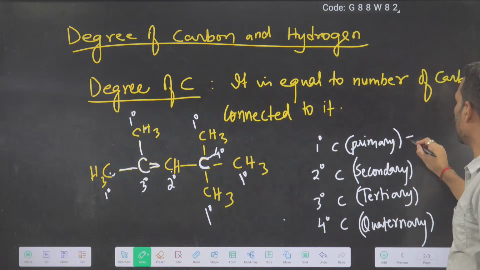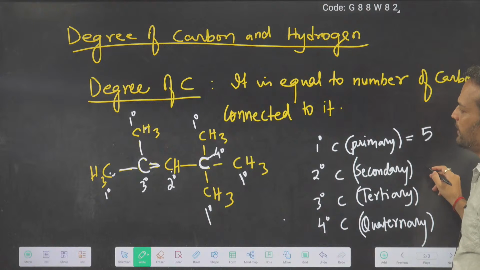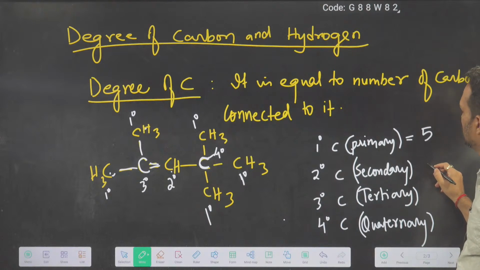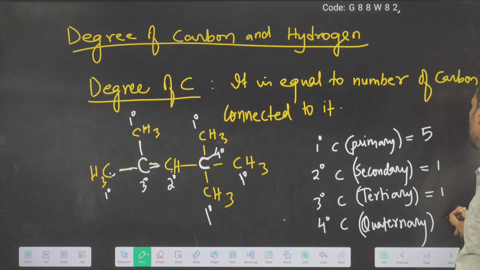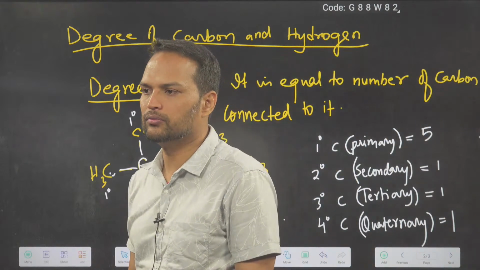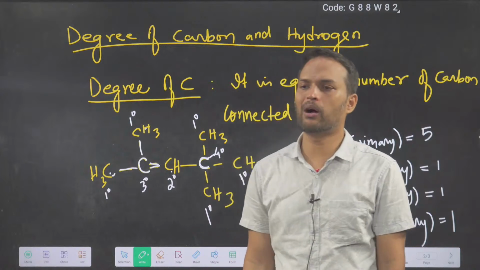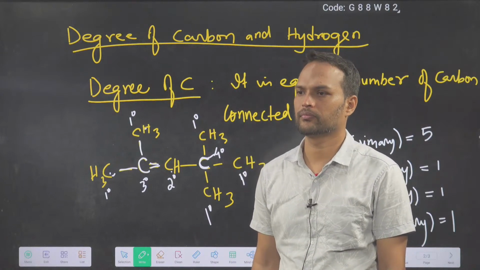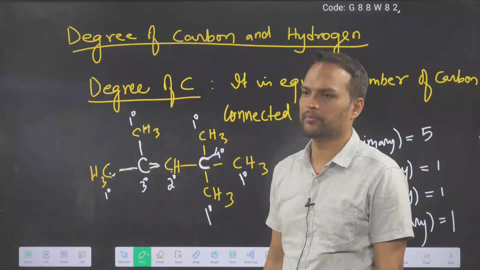So how many 1 degree carbon are there? 5. How many 2 degree carbon are there? 1. How many 3 degree carbon are there? 1. How many 4 degree carbon are there? 1. So is the degree part clear to everyone? That's it. This is about degree of carbon.